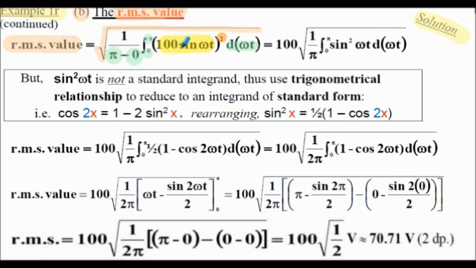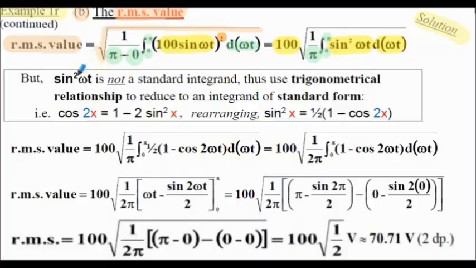Notice the 100 is squared under the square root sign, but if we then square root 100 squared and take it outside of the square root sign, it becomes 100 again. So that's why the 100 is shown here outside of the square root sign. And we're left inside the square root with 1 upon pi multiplied by sine squared omega t integrated with respect to omega t between our limits.